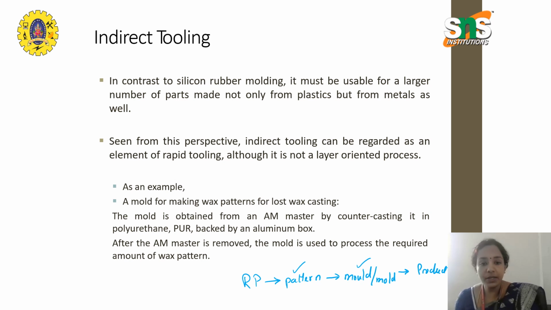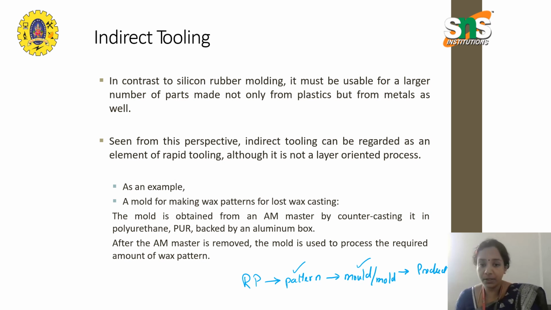In contrast to silicon rubber molding, it can usually be used for a large number of parts made not only from plastics but also from metals as well. So indirect tooling or rapid manufacturing, additive manufacturing, can also be done for metals, steels, and aluminums and strong materials.